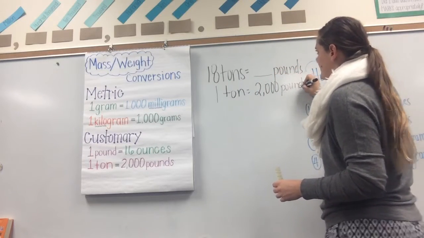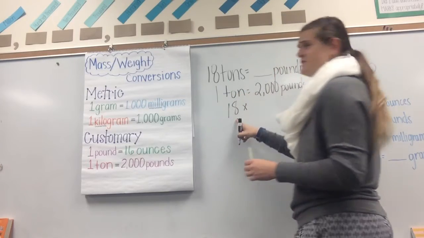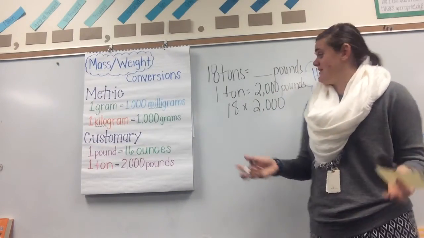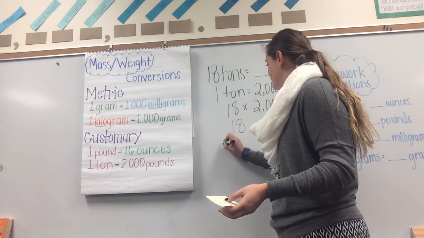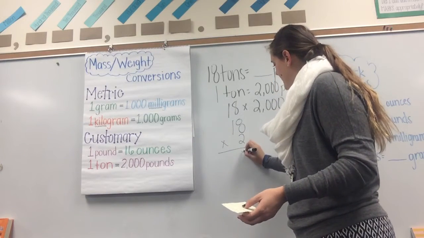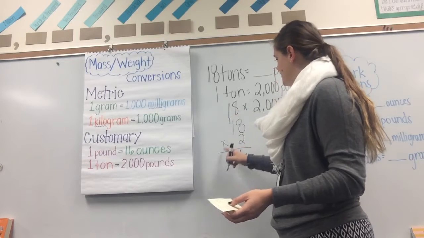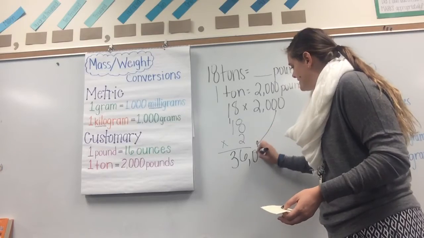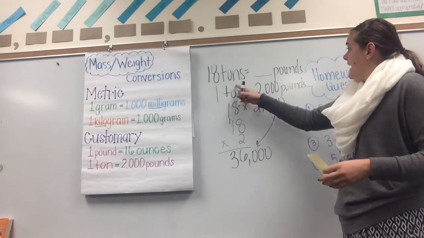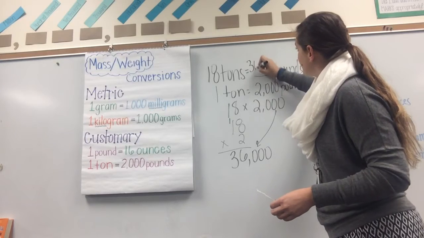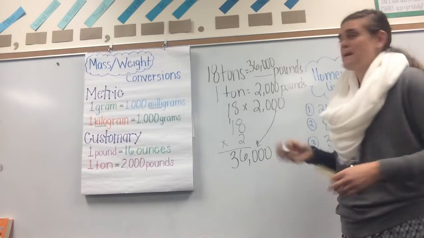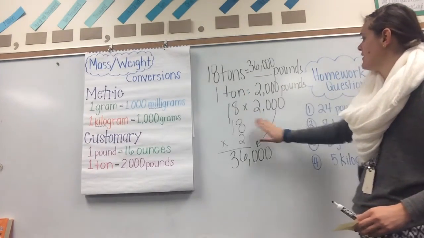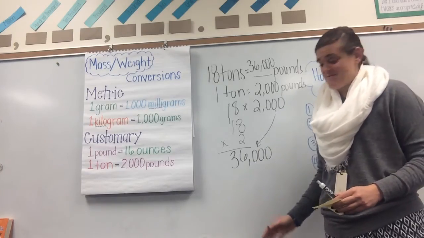Now, I know what you're thinking. I don't know how to do a 2-digit number by a 3-digit number. So what you're going to do is just cover up the zeros. So you can do 18 times 2, which, 2 times 8 is 16. Carry the 1. 2 times 1 is 2 plus 1 is 3. And then I just add in those zeros at the end. So our answer, 18 tons, is the same thing as 36,000 pounds. Wow, that's a lot. Okay, so remember, if you have too big of a number, you can always take out the zeros and add them back in.